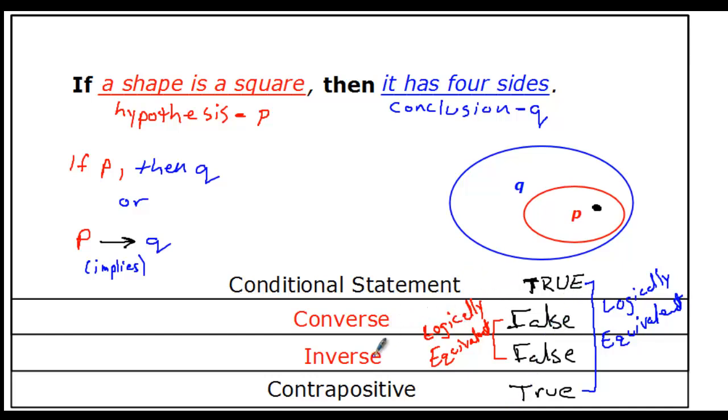The converse and the inverse, if the converse is false, then the inverse is false, logically equivalent. Now, sometimes all four will be true, and we'll see that happen here in a couple of days. But for now, focus on this. If the converse is false, the inverse is false. If the conditional statement is true, the contrapositive is always true, regardless of what the words say.